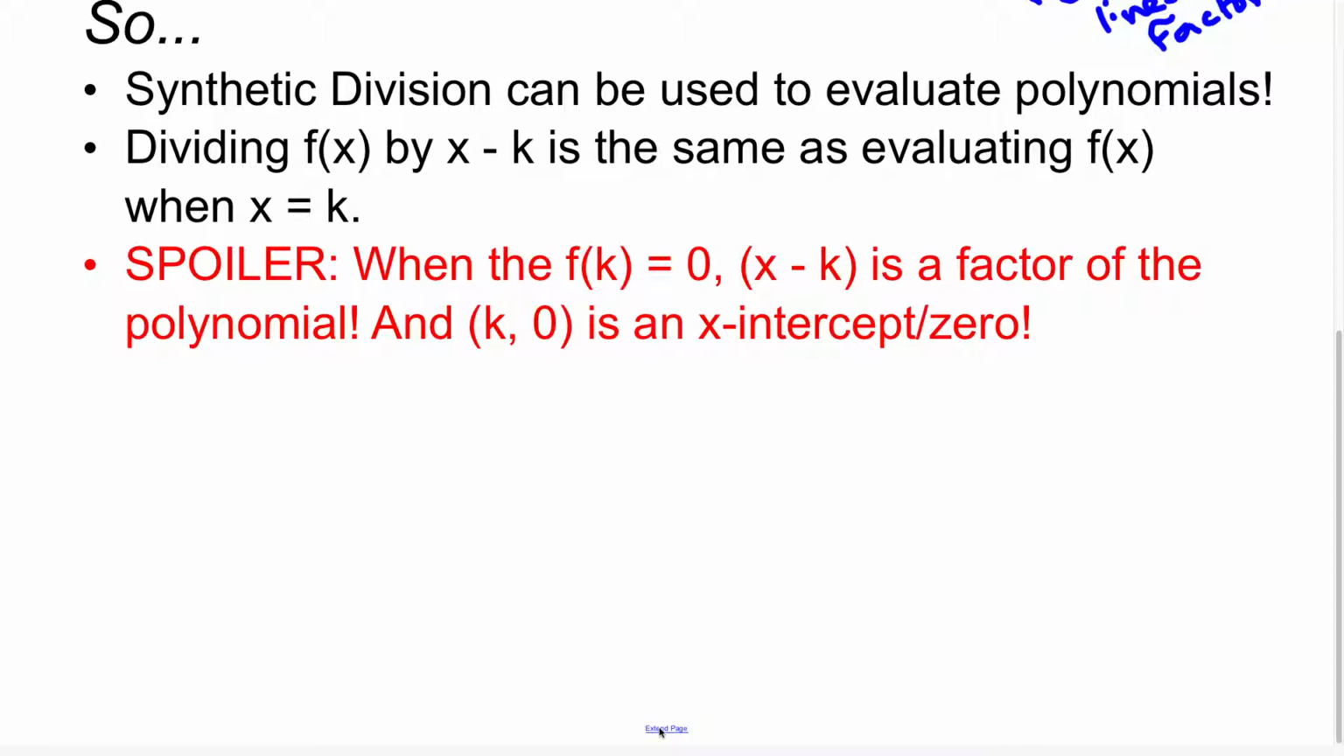This part right here where it says when f of k is equal to 0, because that's the remainder, okay, when the remainder equals 0, that you have a factor, that should make a lot of sense to you, even without it being a polynomial.